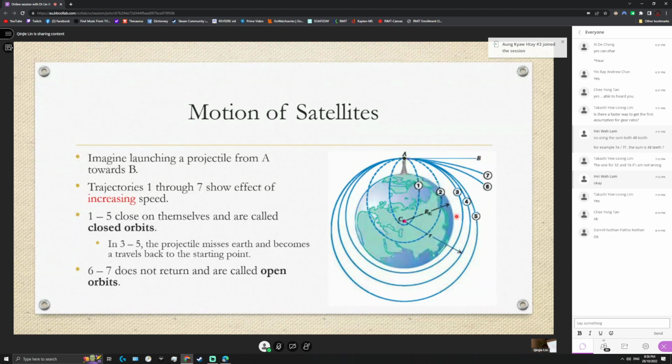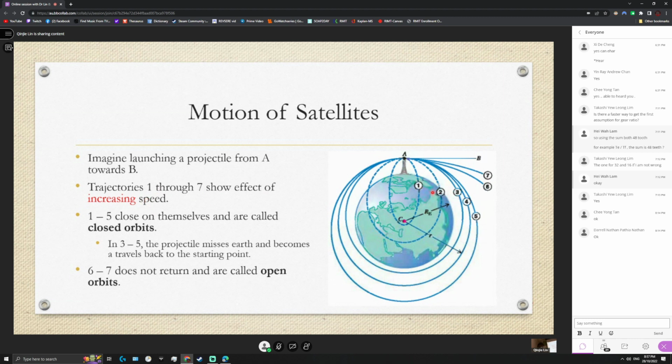What we have learned is that if you have something close to Earth, it will be attracted. So the moment you launch, this object will get attracted towards Earth. If you launch it too slow along this straight line, it will fall immediately to Earth. If you launch it fast enough, the first is the slowest and the second is a bit faster, then 3, 4, 5, 6, 7, 8. All these are increasing speed. Trajectories 1 through 7 show the effect of increasing speed.